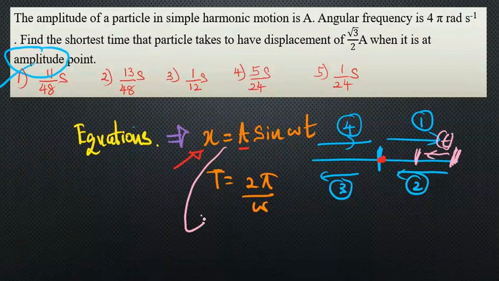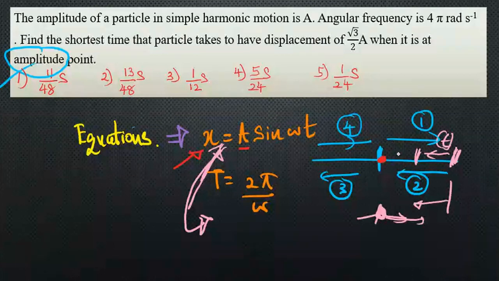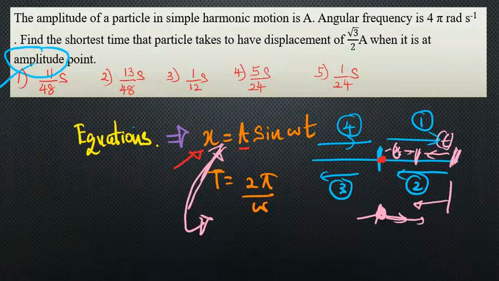By using this equation, we cannot find the time from the extreme end to here. We can only find the time from the center point, the middle point. So from our equation we get this time, let's say t1. They are not asking for t1, they are asking for the time, let's say t2, from the extreme end to this point. So our plan is to find t2, but from our equation we can find t1. So how do we find t2?